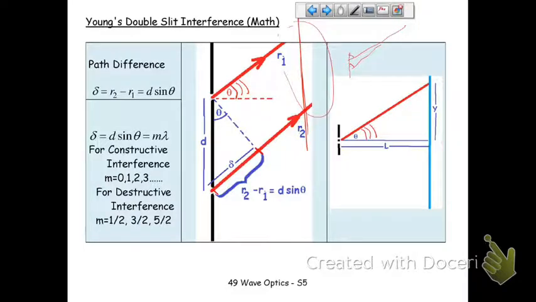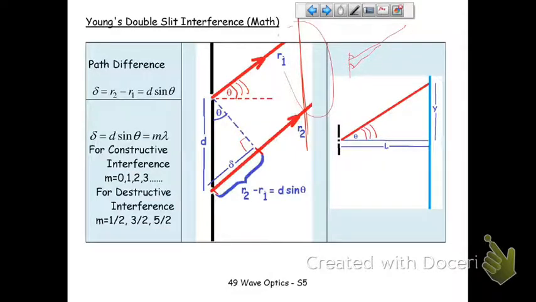Okay, so there's my path difference. My path difference is geometrically linked to the angle and to the separation between my slits. What I find is that my path difference is R2 minus R1, and R2 minus R1 is this little length there, which is d sine the angle. It's by trig, that's a right angle, d sin theta.